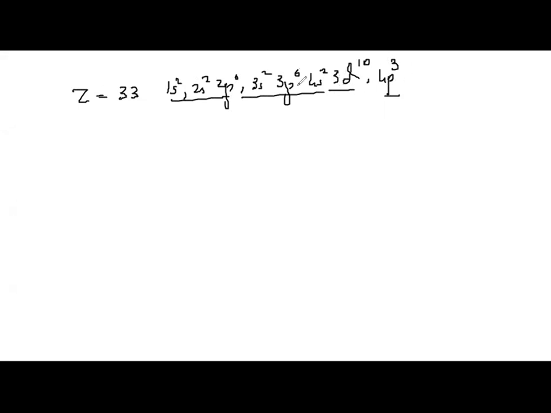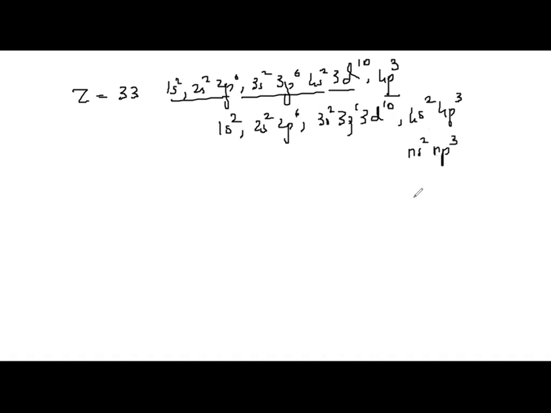So it lies in what is the question. I can write it like this: 1s2, 2s2, 2p6, 3s2, 3p6, 3d10, and finally 4s2, 4p3. So it is ns2, np3, 5 electrons. So it falls in which group? The 15th group of p block elements. Which is the 15th group? It is the nitrogen family.